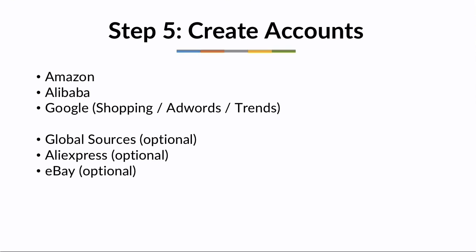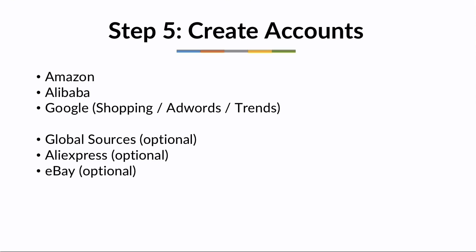With your Google account, you can do Google Shopping, Google AdWords, and Google Trends, which will be very important later in the course. As for the 3 optional accounts, the first will be Global Sources. Global Sources is another sourcing directory very similar to Alibaba.